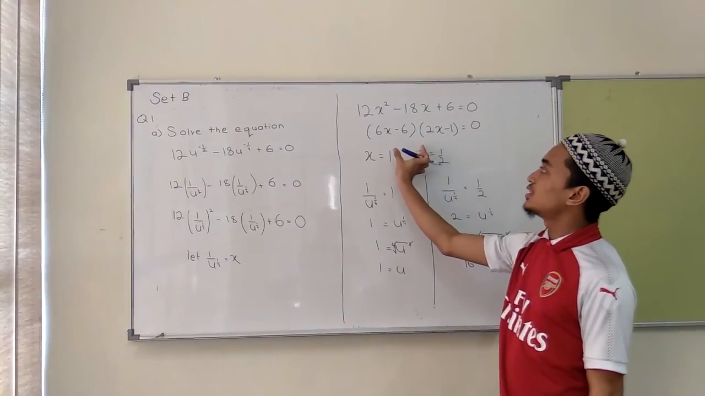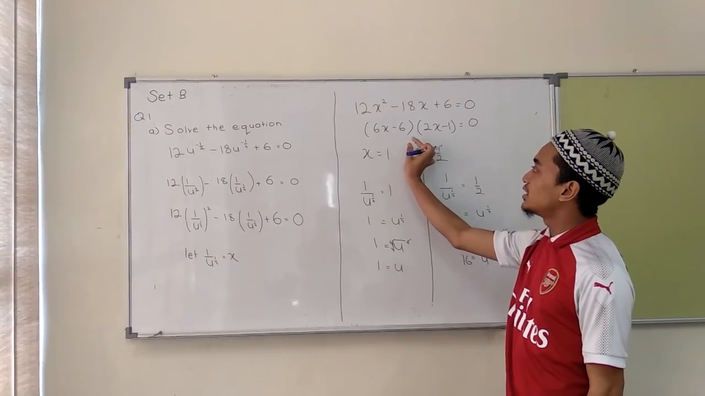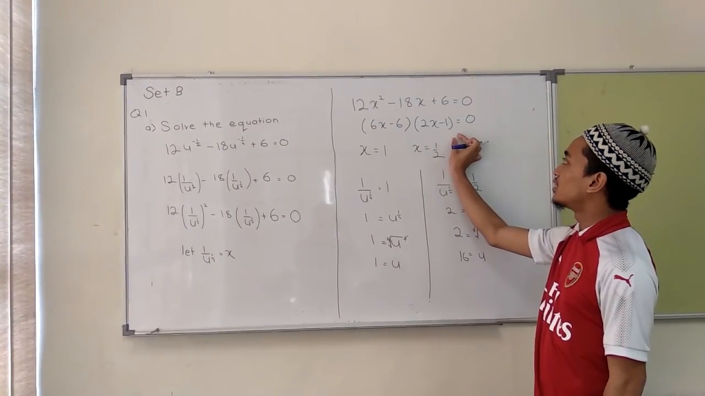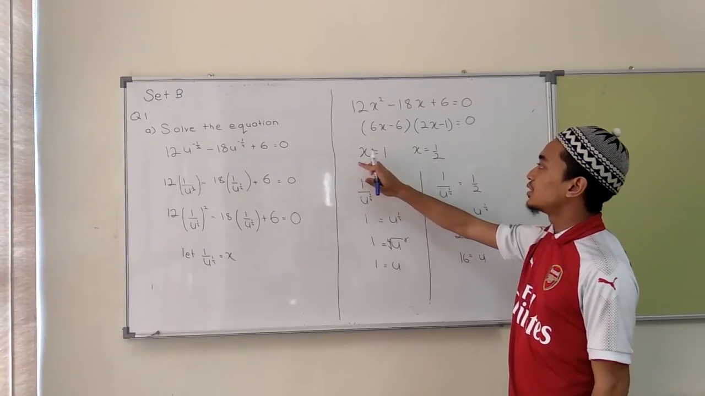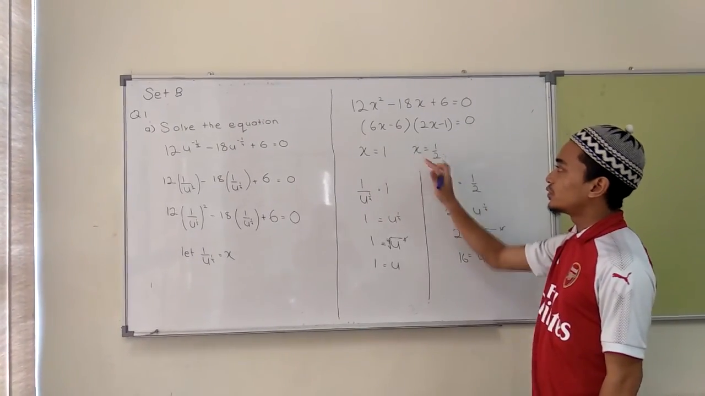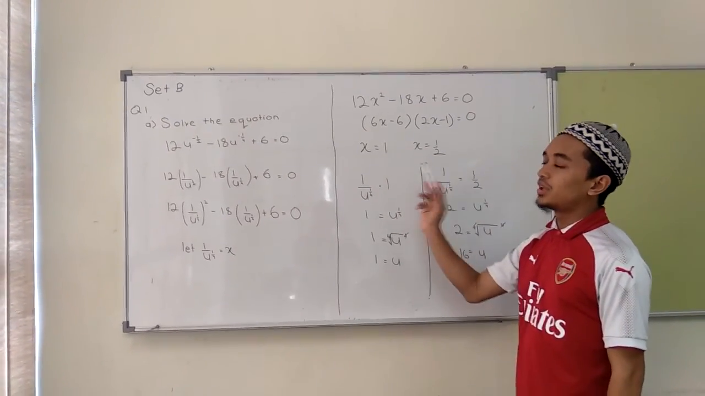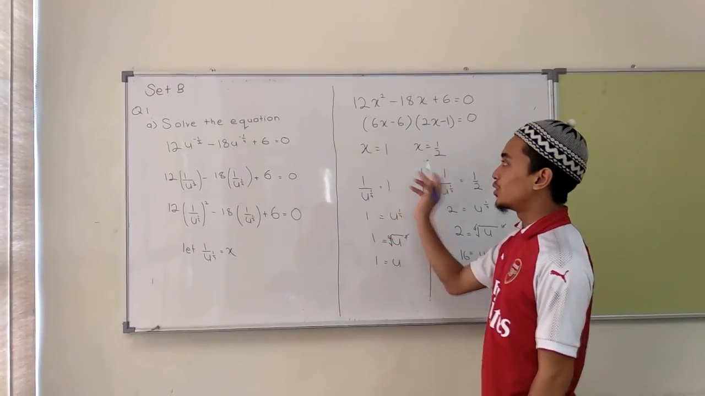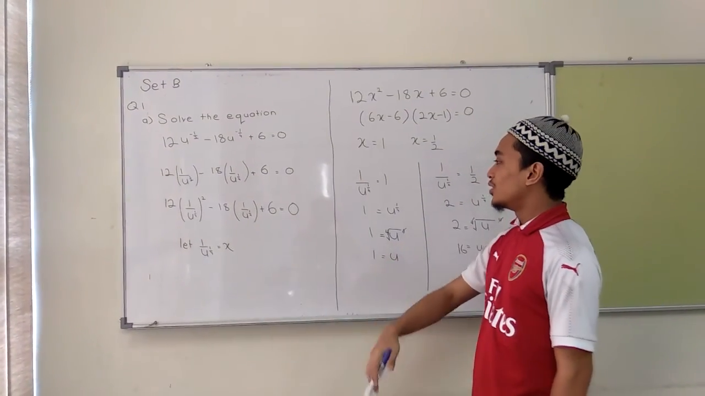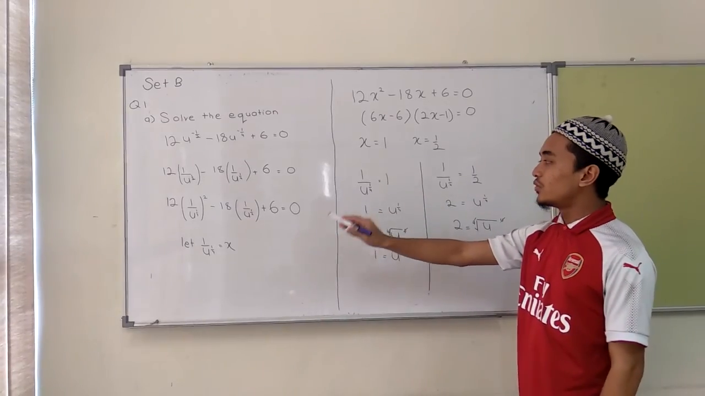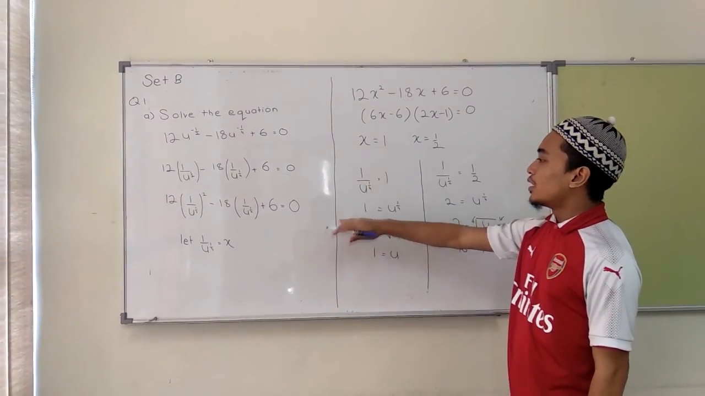And then we will factorize it. We will get 6x minus 6 and 2x minus 1. And we will get the answer x equals to 1 and x equals to 1/2. But this is not the main answer that we want to get, because we don't want to find x, we want to find u. To find u, we have to take back 1/u to the power of 1/4.